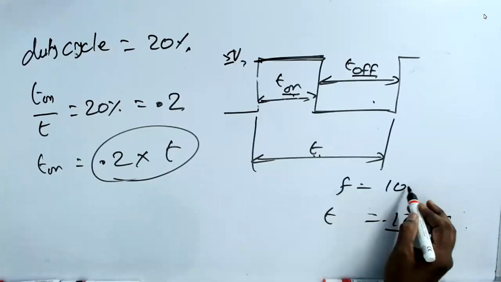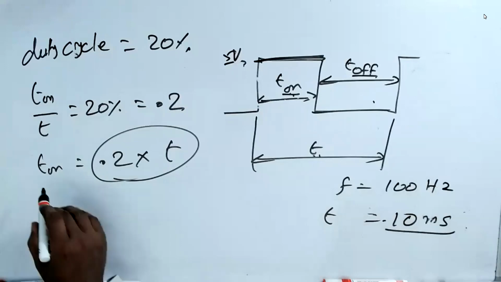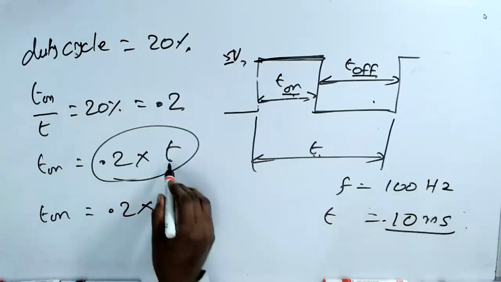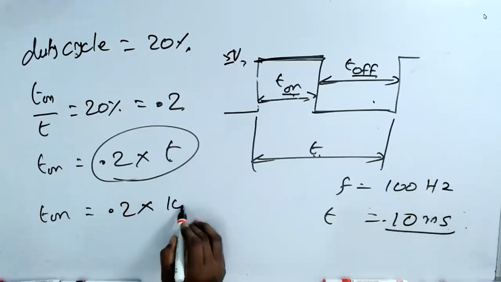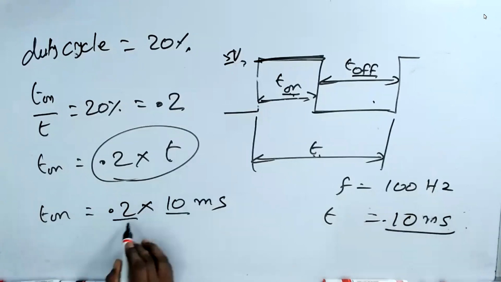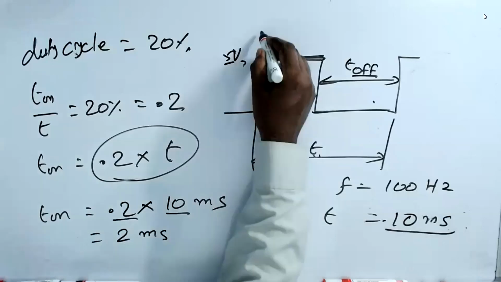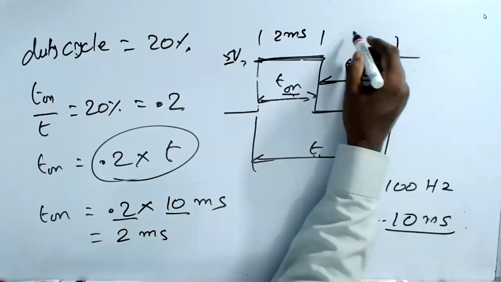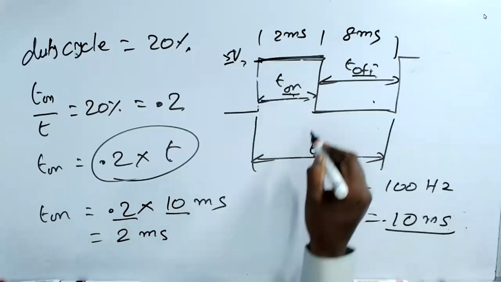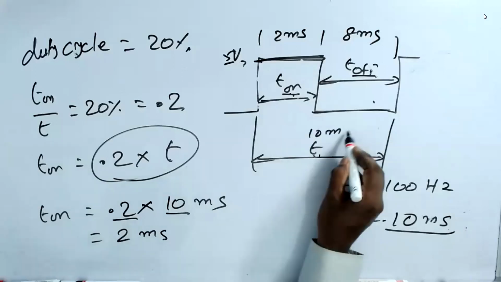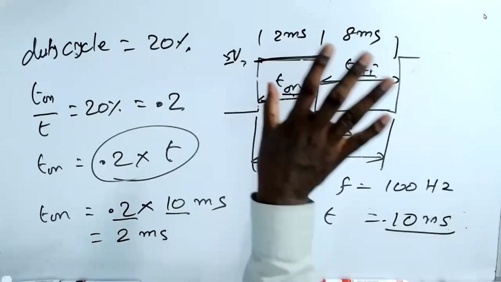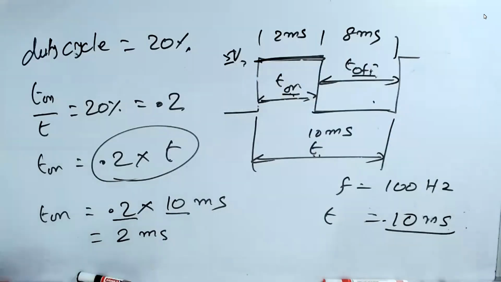Now T on is equal to 0.2 into T. How much is T? 10 milliseconds. So 10 into 0.2 is 2 milliseconds. So T on is 2 milliseconds, and T off is 8 milliseconds, because total time is 10 milliseconds. Am I right? Now you calculate the time you wanted. That is the trick. That is what you have to calculate if you have to do the PWM.